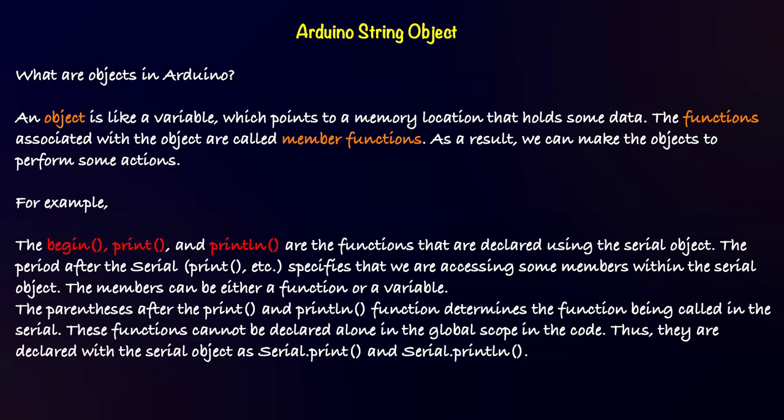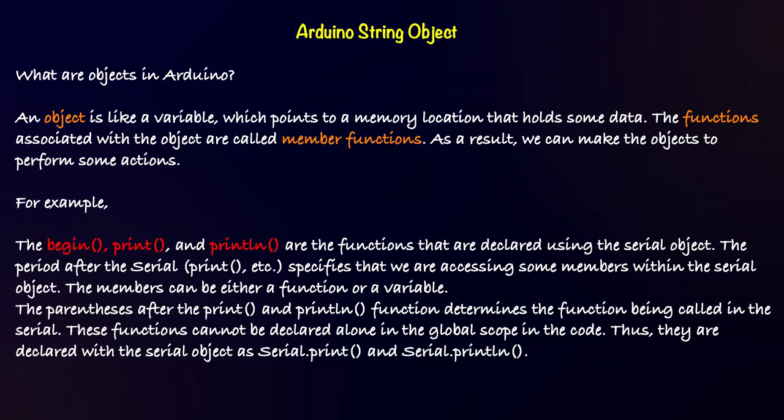Now let us look at an example. Basically, begin, print or println are functions that are declared using the serial object. The period after Serial, whatever we are giving over here, specifies that we are accessing some members within the serial object. The members can be either a function or a variable, anything. The parentheses after print or println determine the functions being called in Serial.